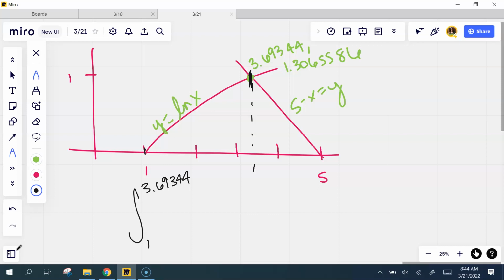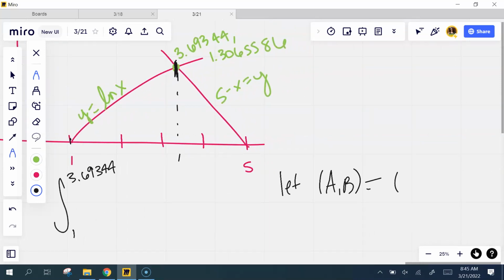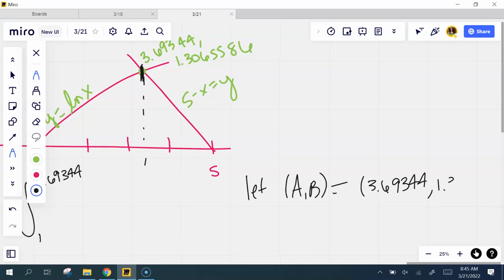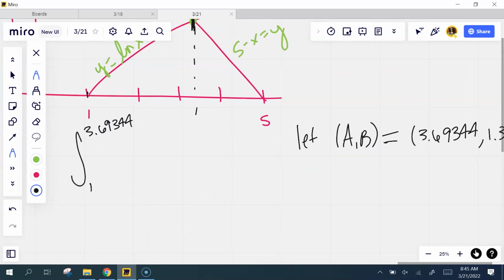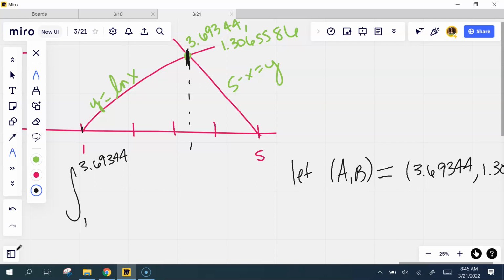And if you want to, and this is something that they do frequently, if you want to let A equal 3.69344 and B equal 1.30655, if this is something that you like because you don't want to keep writing those numbers, and then here I would say from 1 to A because I've already defined what A is, that's okay. You can do that. Okay, I don't do that because I'm scared I'm going to lose what I'm doing.